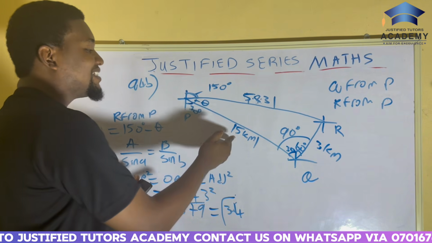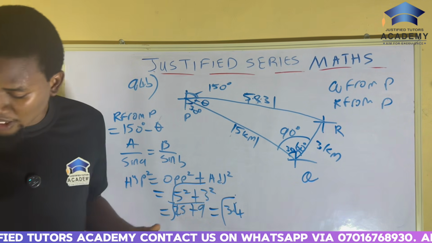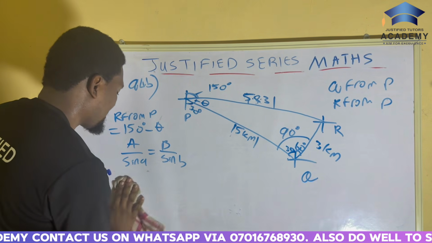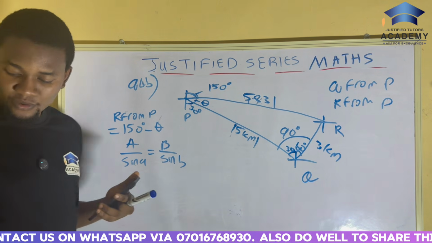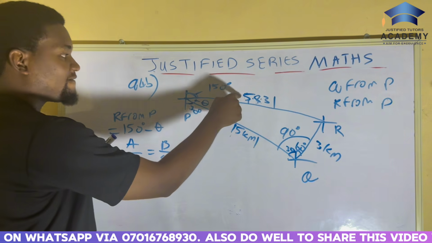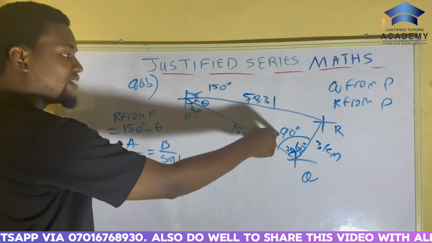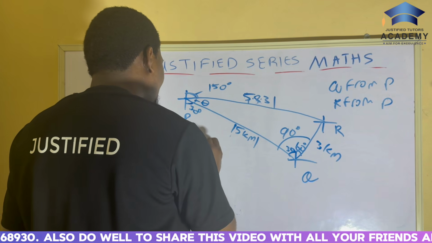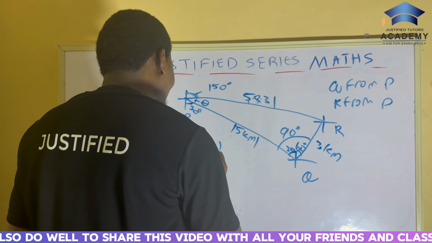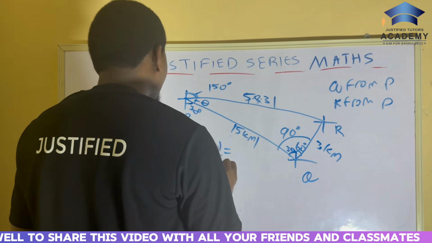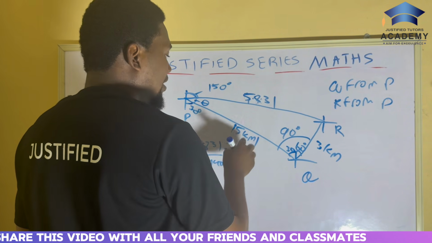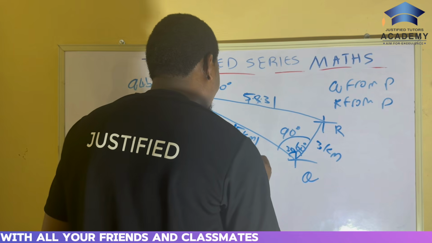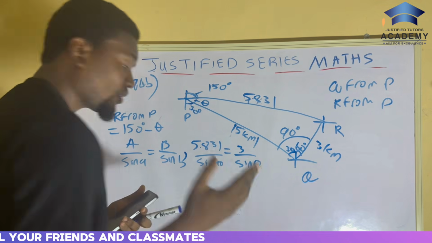We can now find the angle here using the sine rule formula. So now let me rub this off. All right. So now, how do we find this? Our a is 5.831. Our A is 90 degrees. So we have 5.831 over sine 90 equals b over sine B. Our b will be this side, that will be 3 kilometers over sine theta. Are you with me?